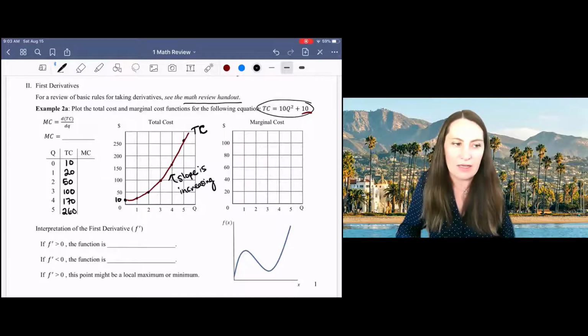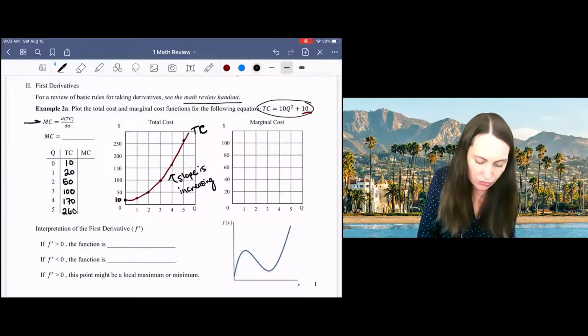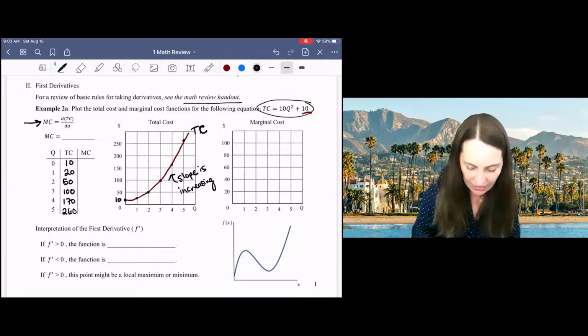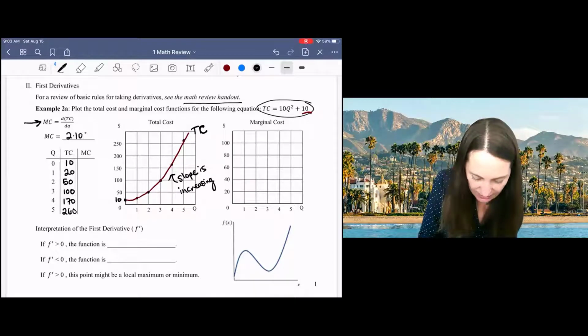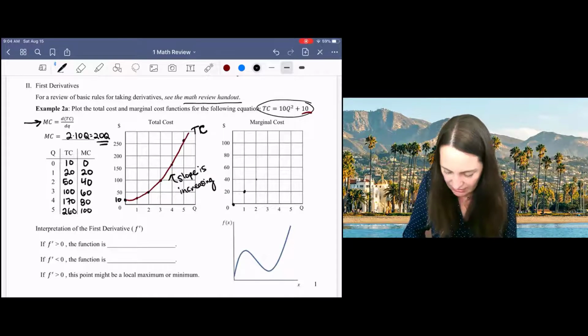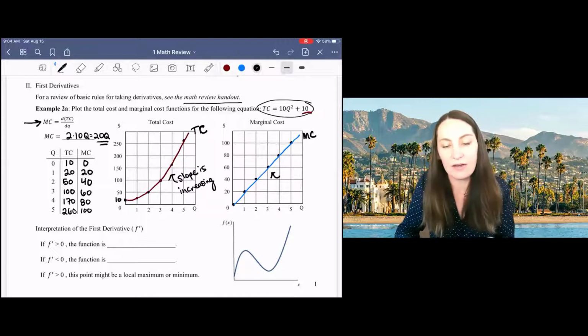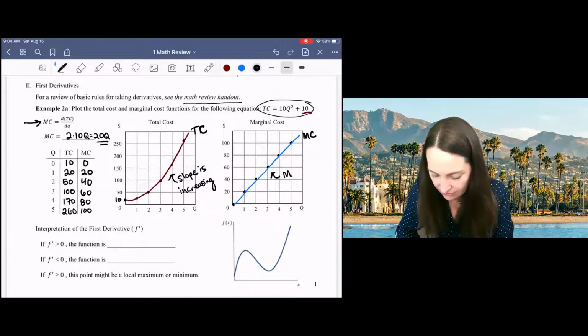So to find marginal cost, we just need to take the derivative of the total cost function with respect to quantity. And when I do that, I get 2 times 10q or 20q. And then I can plot that on my graph to see that we were right. In fact, the marginal cost function is positive and increasing, reflecting the fact that total cost increases at an increasing rate.